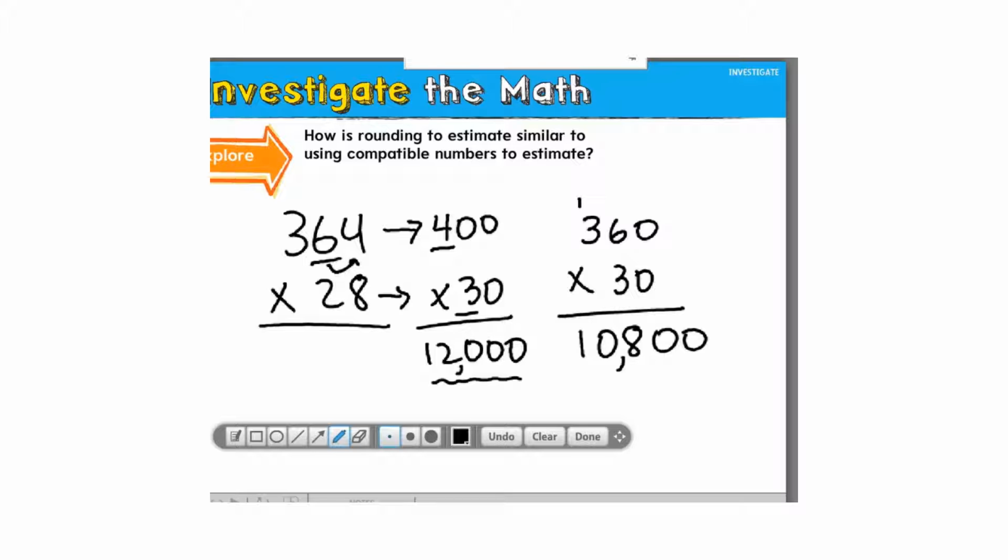So 364, on the first one I changed all the way up to 400. And then on my second estimate, I changed 364 just down to 360. So the less you have to change your numbers, the closer your numbers are going to be to the actual answer. Okay? Let me say that one more time.